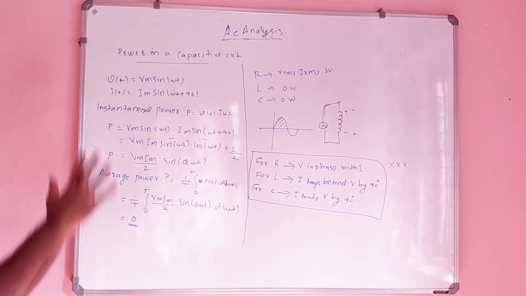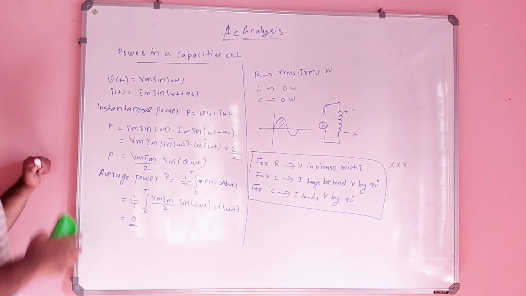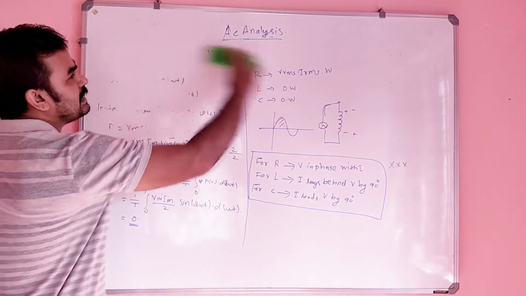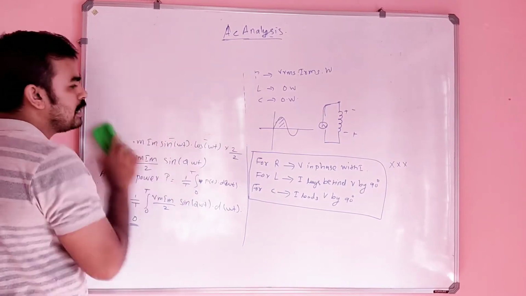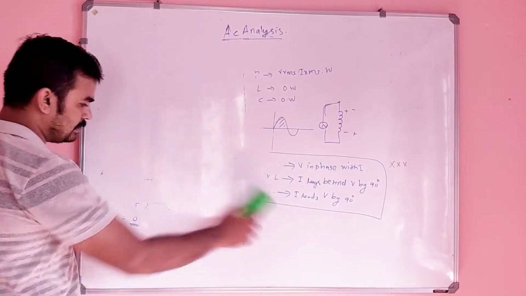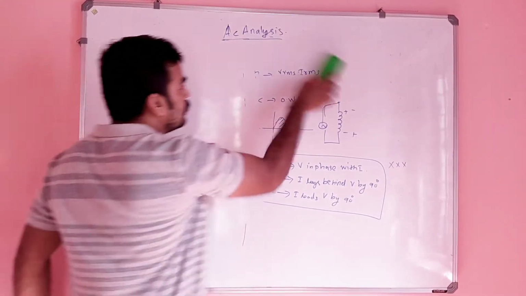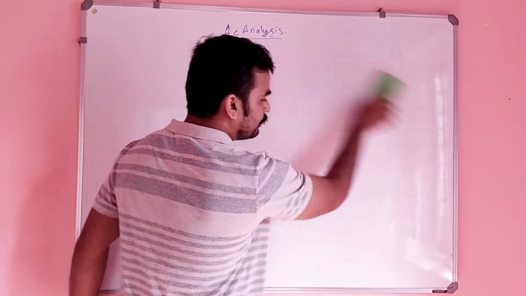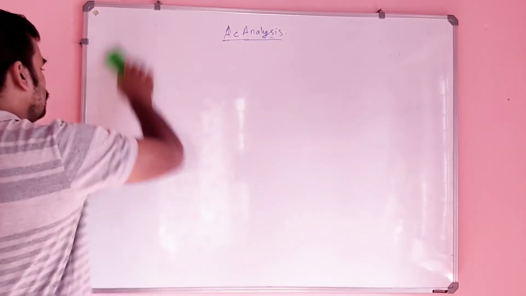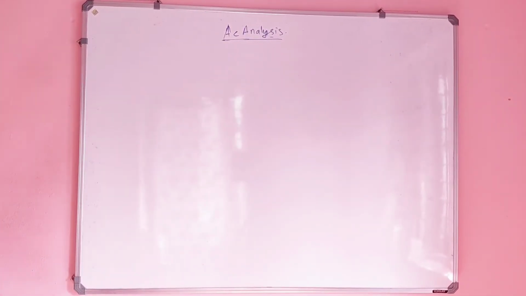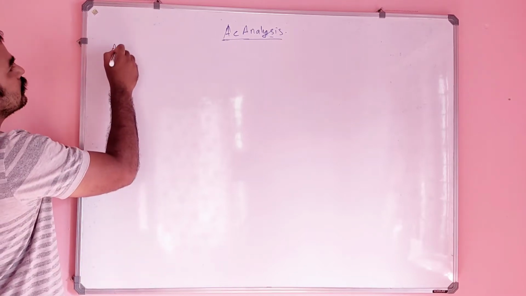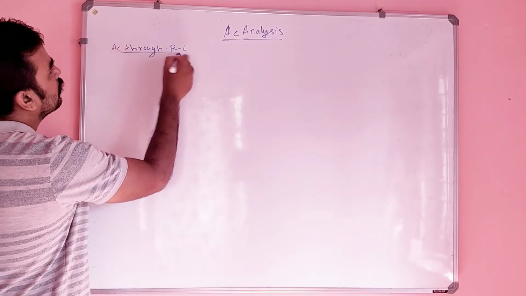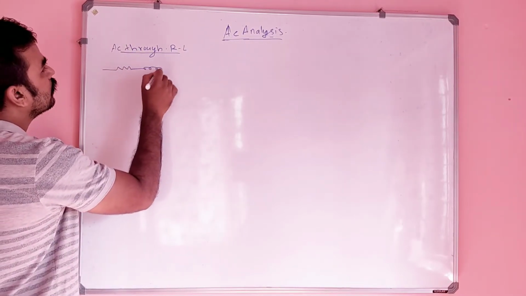Okay, so that's all about the part AC through R, L and C. And let's now discuss what happens when AC is passing through an RL circuit, an RC circuit, or an RLC circuit, right? Okay, so let's discuss AC through RL.